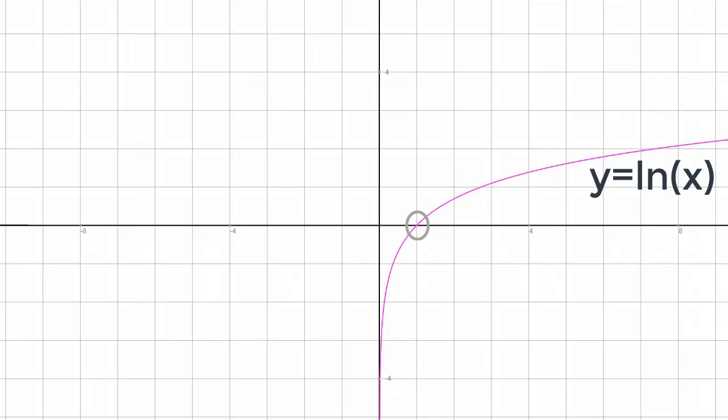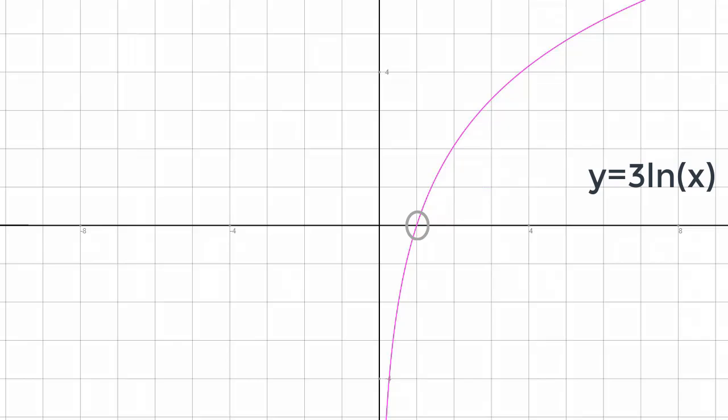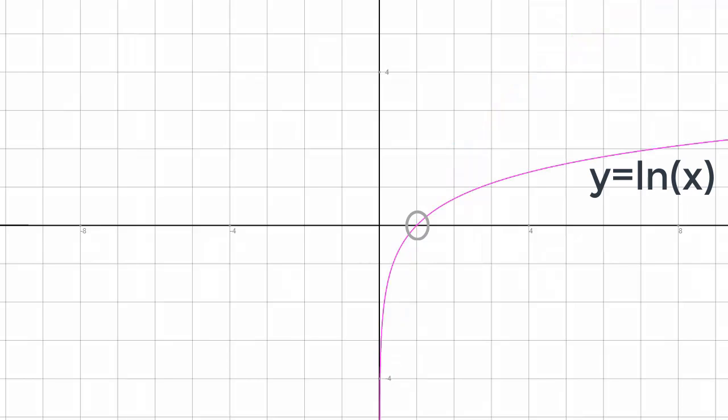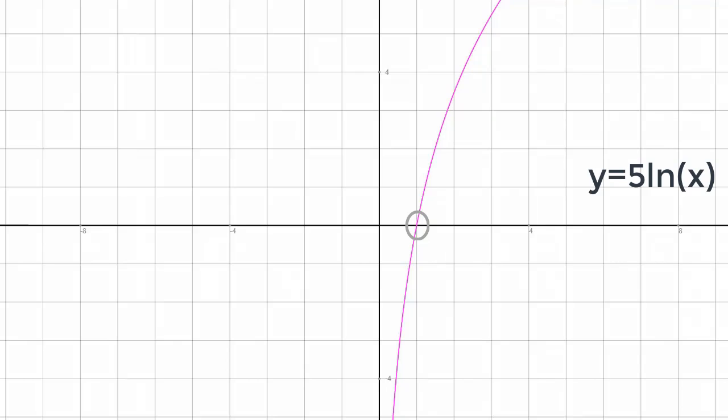Now let's go back to ln x again, and now let me write 3 ln x. The shape has changed, but it's passing through the point 1 and it is still parallel to the y-axis. Now if I write 5, it has become a lot straighter than before, but it passes through the point 1 and is still parallel to the y-axis.